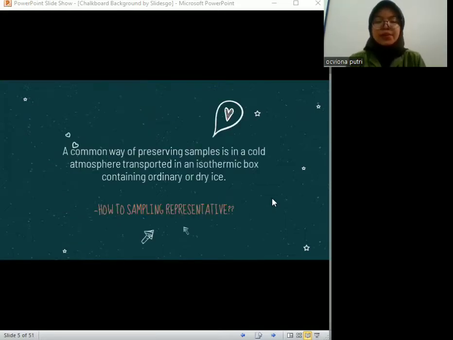So, how is the sample made representative? We know that the sample representative can be original or not original. So, how is it transported from the natural place and taken to the laboratory? A common way of preserving samples is in a cold atmosphere, transported in an isothermic box containing ordinary ice, dry ice, or original ice.